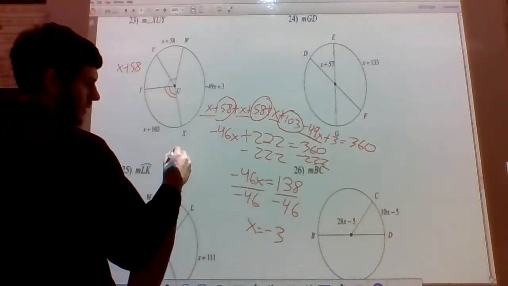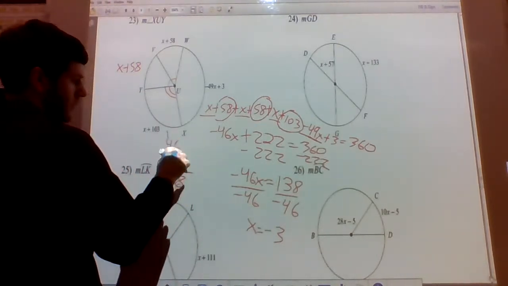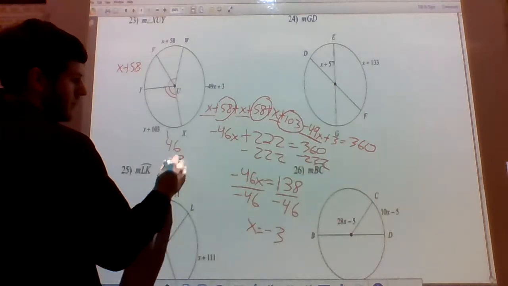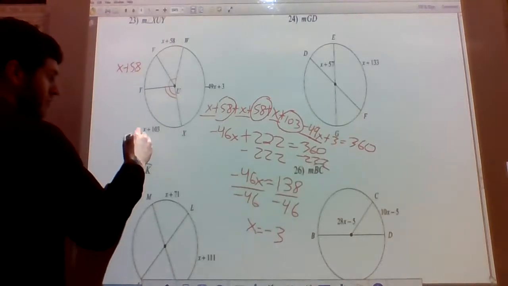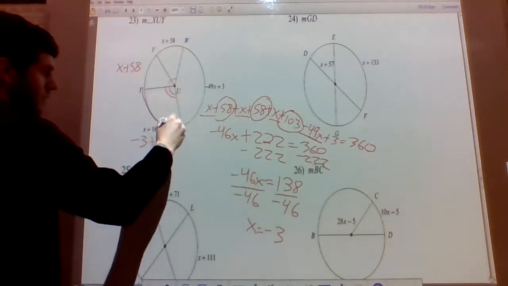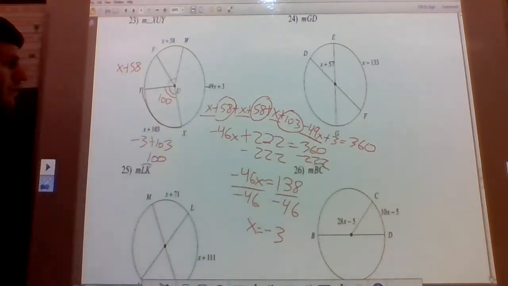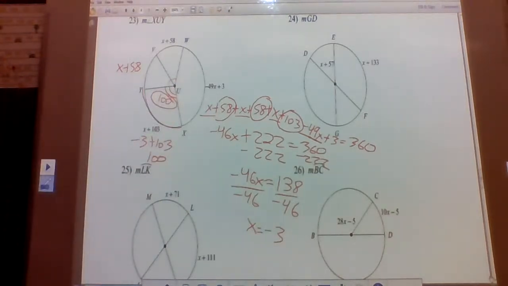Right? So negative 3 times 46, 138. Yep. So we want the measure of angle XUY. So we have negative 3 plus 103 is 100. So we know if this arc is 100, that angle is also going to be 100. Okay. We want the measure of arc GD.